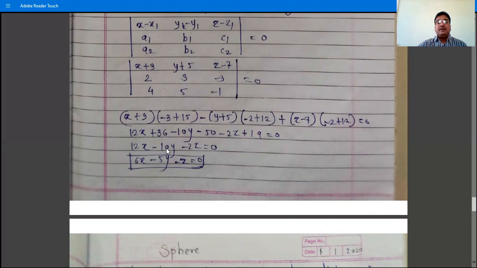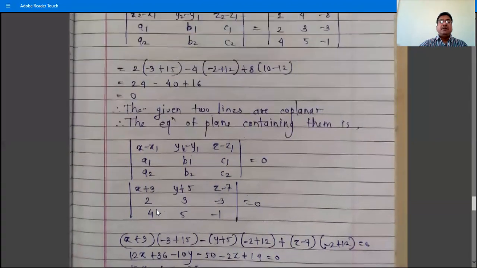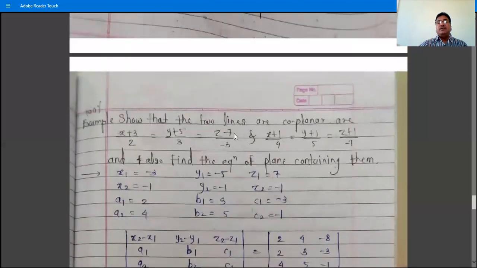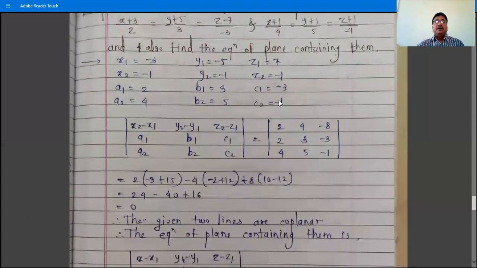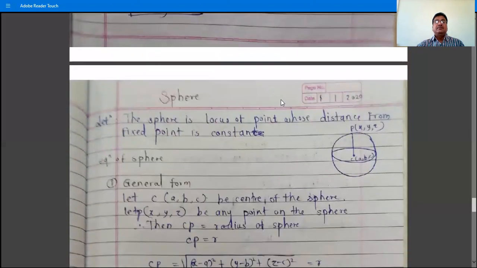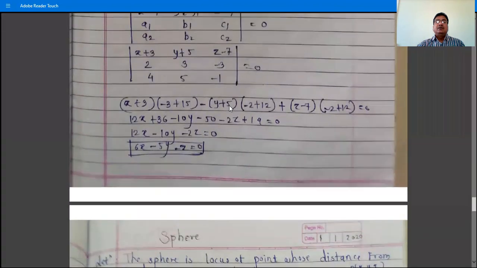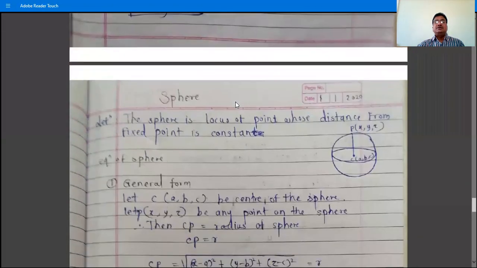12x minus 10y minus 2z, and the constant term is absent, is equal to 0. So this is the equation of the plane. Obviously, this is in the form ax plus by plus cz plus d is equal to 0. So this is the equation of the plane containing these two lines. So it is a very straightforward problem, but as far as the exam is concerned, this problem is important: show that the given two lines are coplanar and find the equation of the plane containing them. So this is about the chapter lines in 3 dimensions.